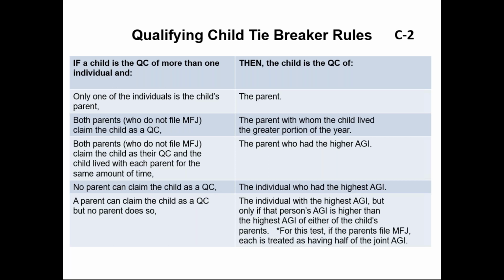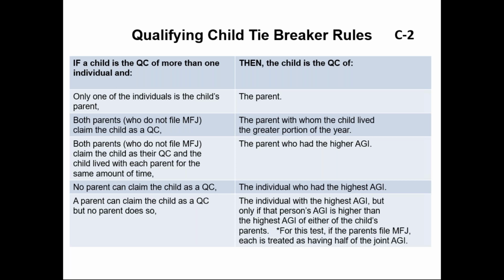So if a child can be claimed by more than one individual, and only one of the individuals is the child's parent, the tie-breaking rule generally will go to the parent. So the IRS will say, if we have an aunt, a grandmother, and a parent all trying to claim a child on the return, we're going to give the dependency exemption to the parent. Now, that's a rebuttable presumption, but that's generally the tie-breaking rule.